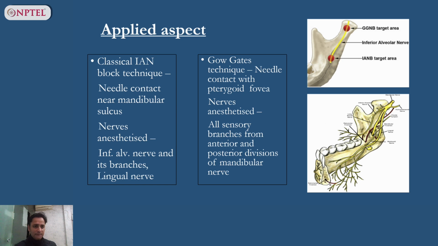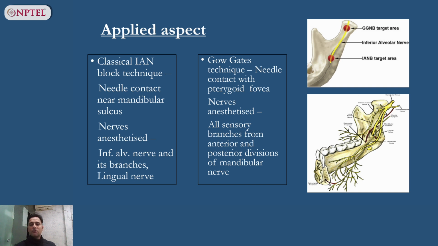In the classical inferior alveolar nerve block and the Gow-Gates technique, the bone contact areas by the needle are different. In the classical inferior alveolar nerve block technique, needle contact is made in the region of the mandibular sulcus. At this point, the nerves anesthetized would be the inferior alveolar nerve and its different branches like mental and incisive, and also the lingual nerve that lies in close proximity with the inferior alveolar nerve.